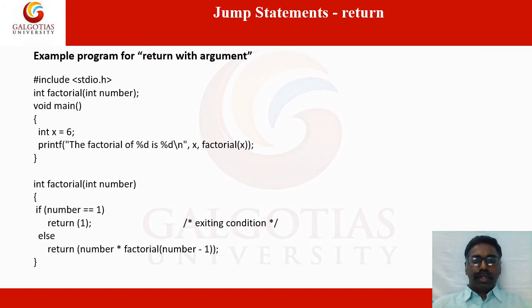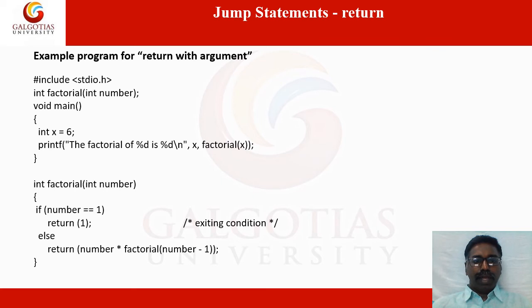Next, we are going to discuss the return statement, which comes under the jump statement. Here, return with argument. In our program, we take a factorial program to explain the return with argument. Here in the prototype of the factorial function, we are having int factorial int number. So this factorial is going to get an input of integer value and then it is going to give the output of an integer value.